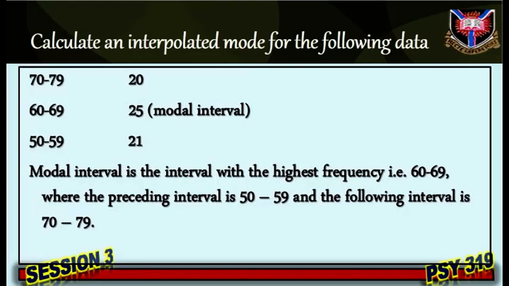Example 3.3. Calculate an interpolated mode for the following data: 70 to 79, 20; 60 to 69, 25, modal interval; 50 to 59, 21. Modal interval is the interval with the highest frequency, that is 60 to 69, where the preceding interval is 50 to 59 and the following interval is 70 to 79.